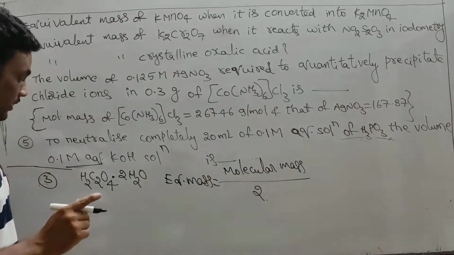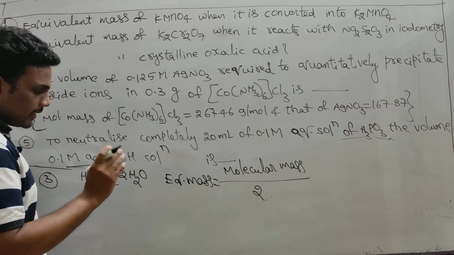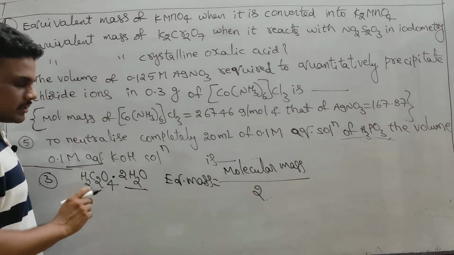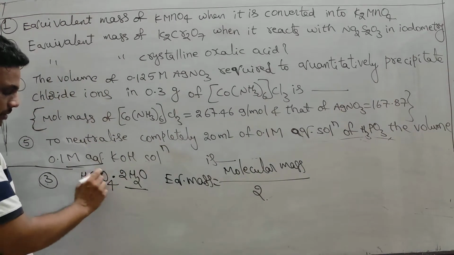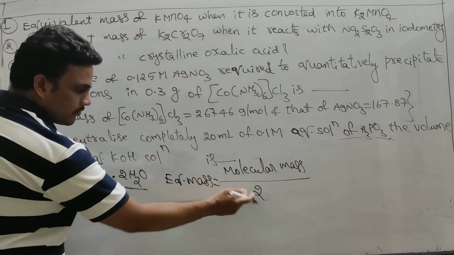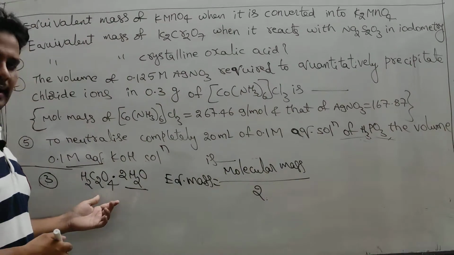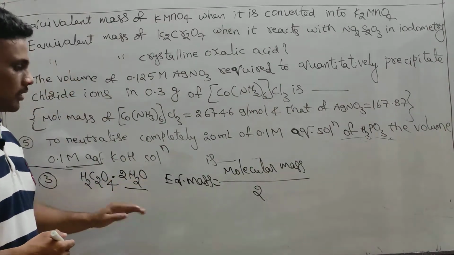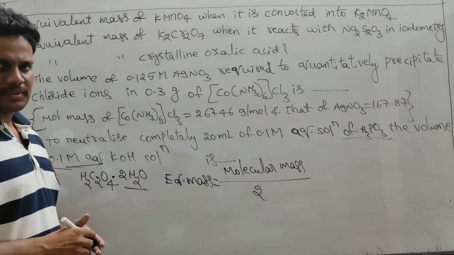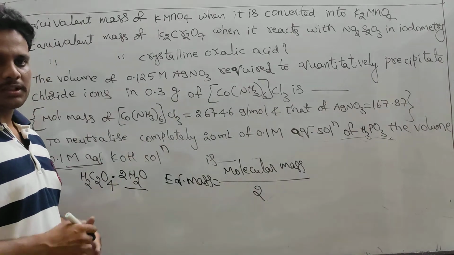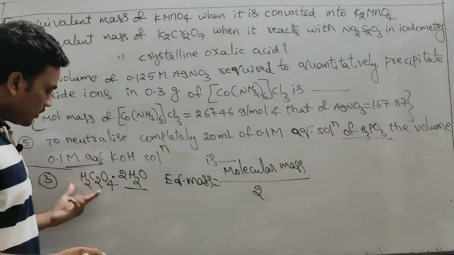You see carefully, in hydrated acids or salts, any hydrated compound, there is no N factor for the water. It just has to be taken in the calculation of molecular mass, and the N factor should be calculated from the acid or salt itself. If it is a salt, take the N factor of the salt; if it is an acid, take the N factor of the acid. Oxalic acid is a dibasic acid, so the N factor is 2, and in the molecular mass calculation you take the molecular mass of oxalic acid plus 2 into 18, that is 36. So this is the crystalline oxalic acid formula. If you are asked for anhydrous oxalic acid, anhydrous means there is no water content, so simply oxalic acid, no water.